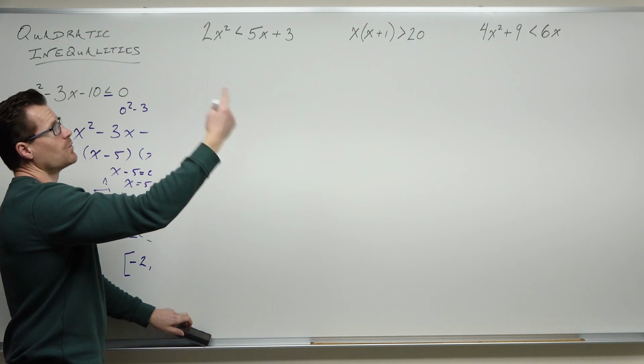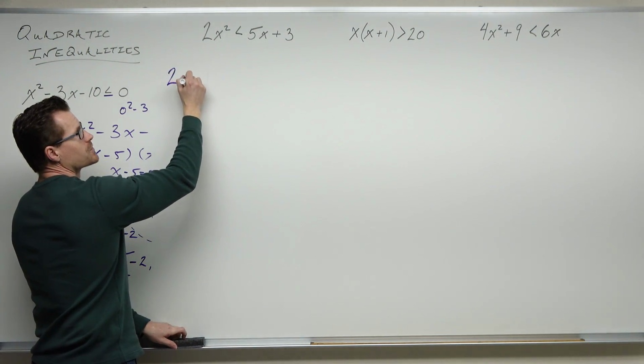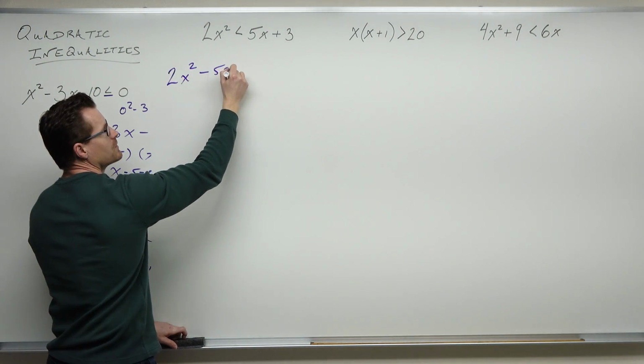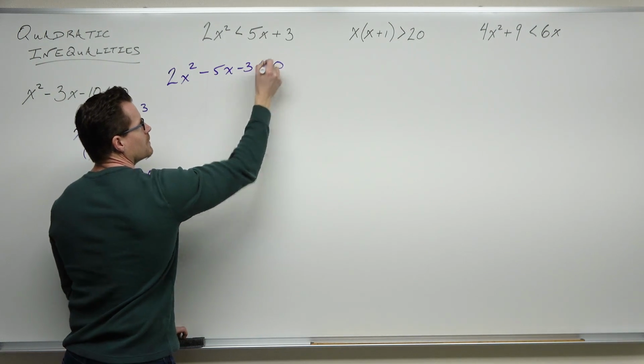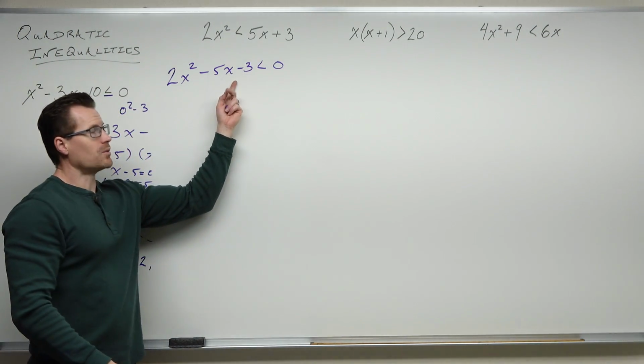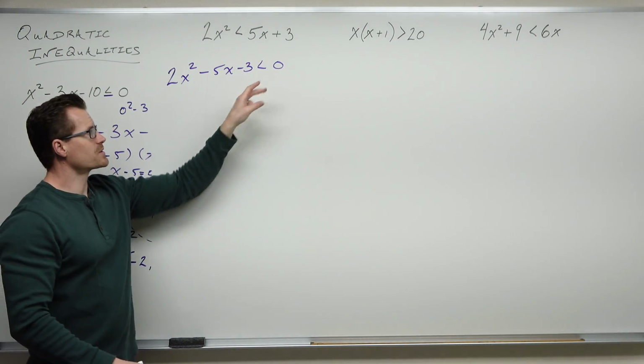So let's do it. Let's get everything on one side. Let's get it in order. Let's get the first term positive. This sounds pretty familiar. This is still a parabola. Hey, it's still upward opening, and there's a 0 right here.